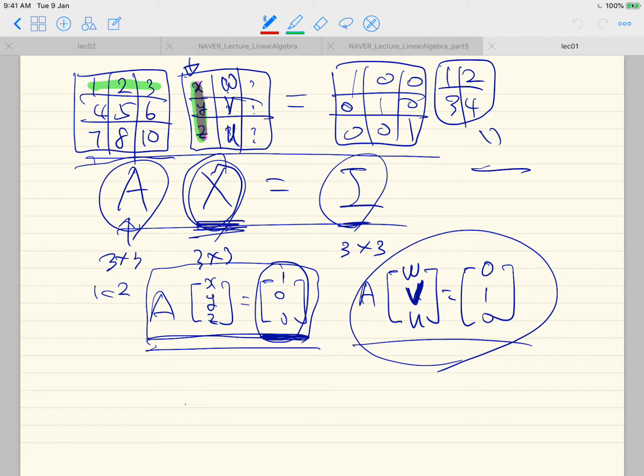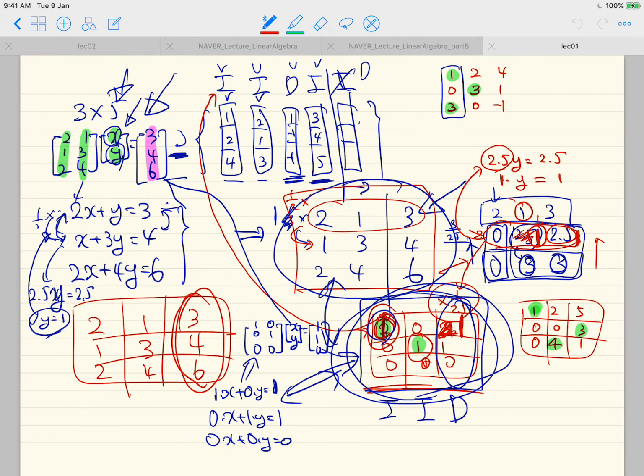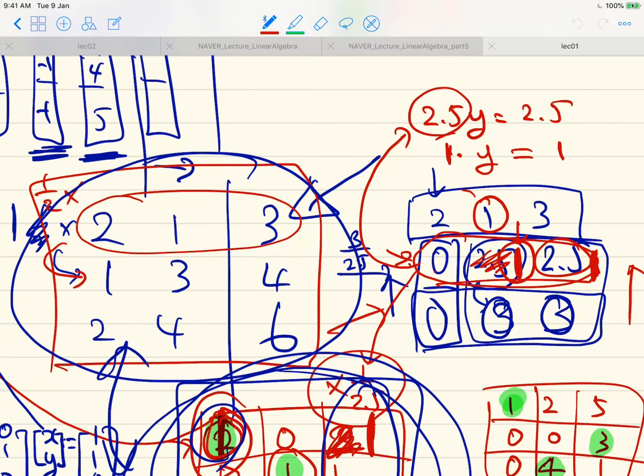Okay, so can we represent the matrix Gaussian elimination steps, such as row interchanges, scaling, and row replacement, as a matrix multiplication of the original matrix? So for example, 2, 1, 3, 1, 3, 4, and 2, 4, 6. Suppose we change this matrix into that form of 2, 1, 3, and so on. So can we represent this as matrix multiplication?